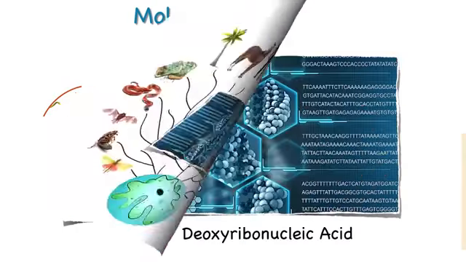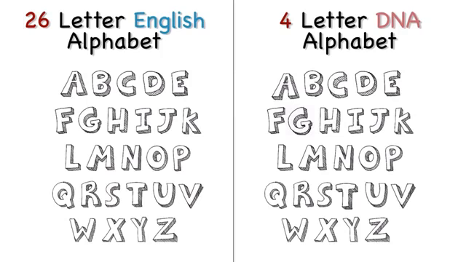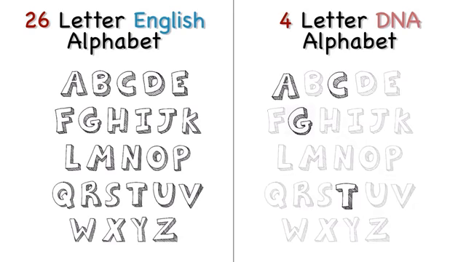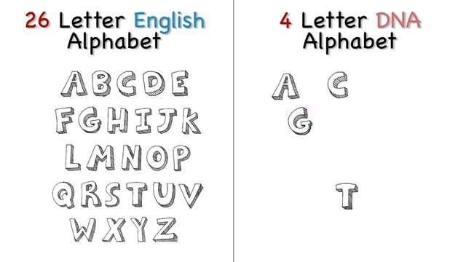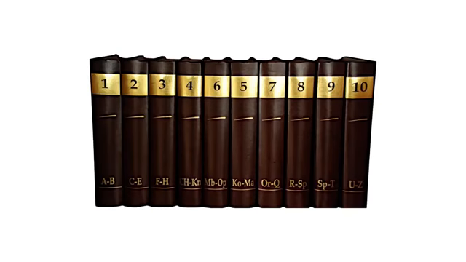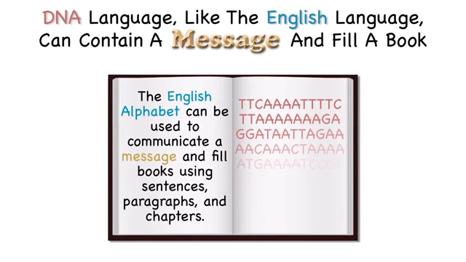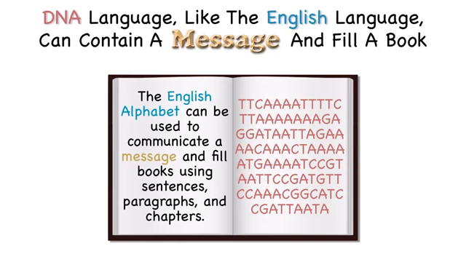We've already learned a little bit about DNA, haven't we, in prior videos, where we discovered that just as English has a 26-letter alphabet, A, B, C, D, and so on, DNA contains 4 letters, A, T, C, and G, that make up the 4-letter DNA alphabet. Now here we have a set of encyclopedias, and as we open one of the volumes, we find a blank page that we'll use to illustrate the point that just as the English alphabet can be used to communicate a message and fill books using sentences, paragraphs, and chapters, the DNA language, like English, can contain a message and fill a book. Now let's take a look at a couple of messages here.